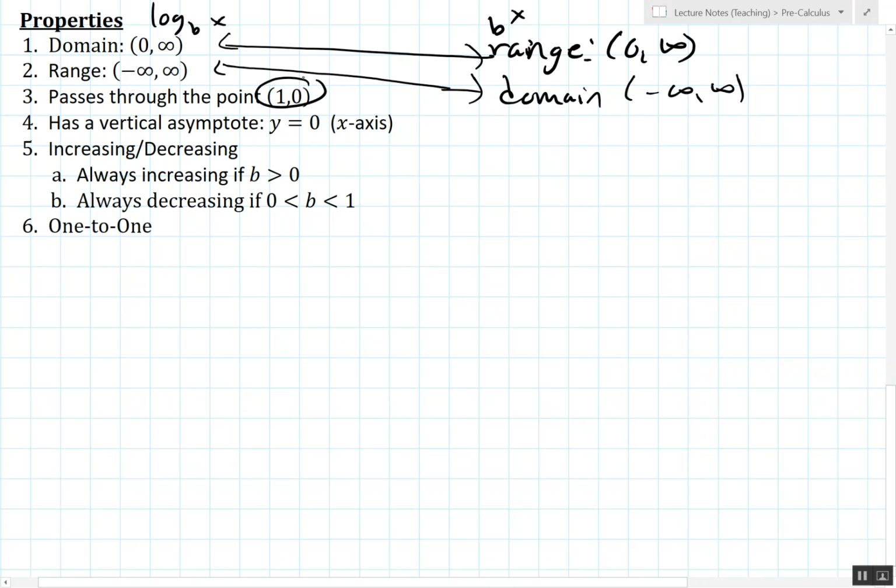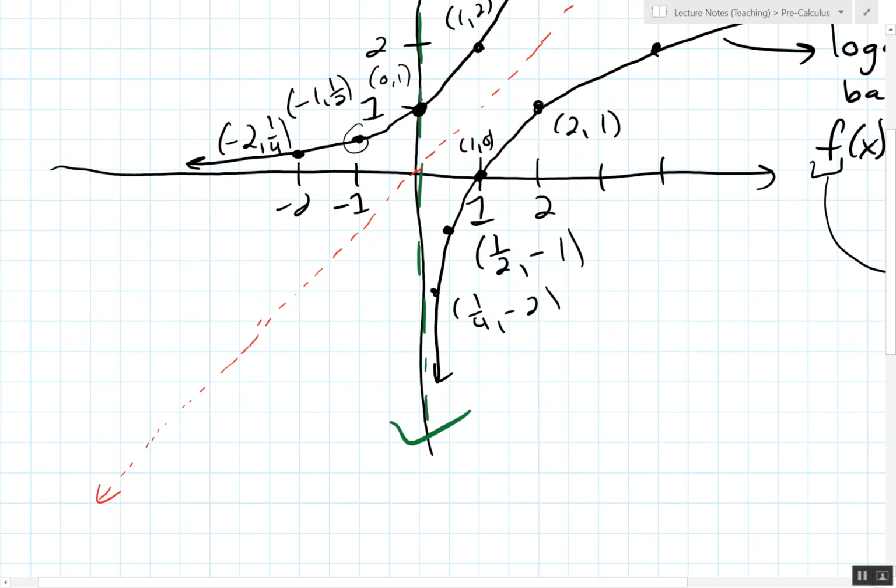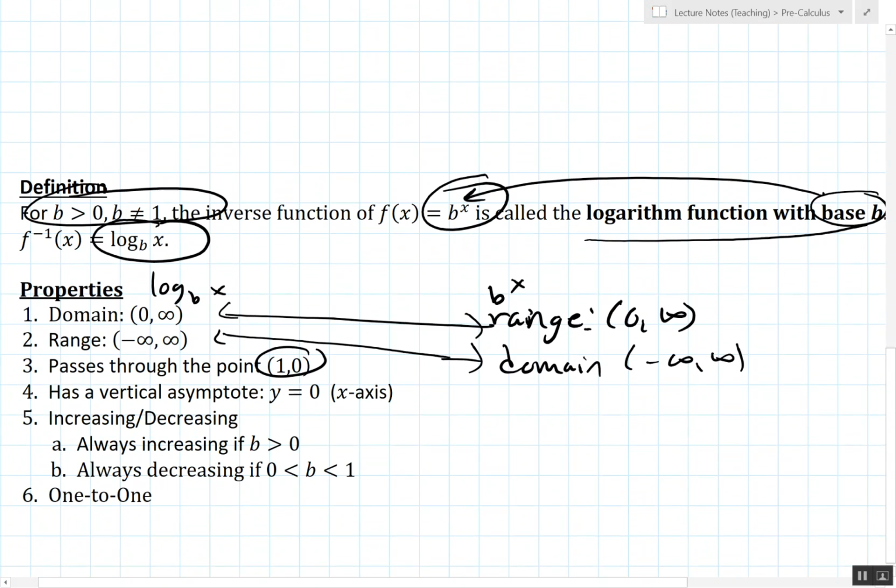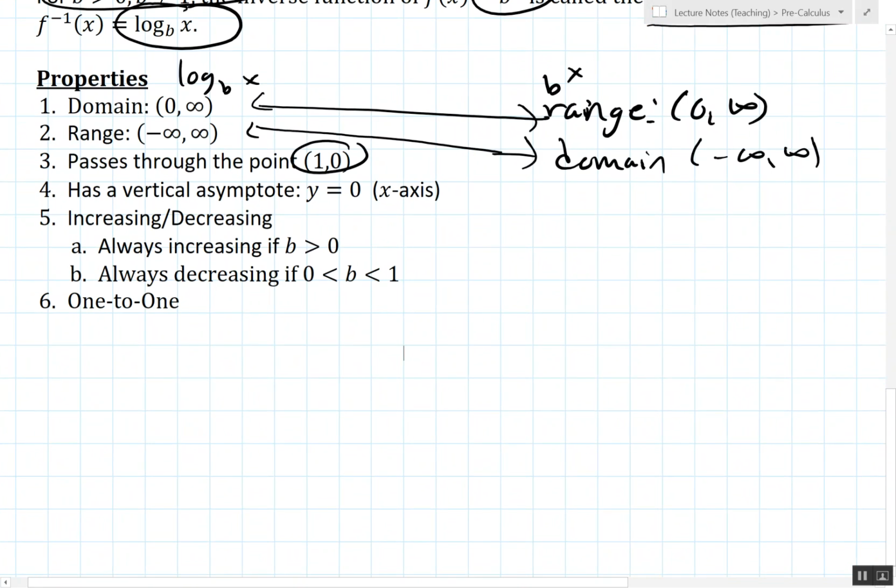It passes through the point 1, 0, and that's because the exponential always passes through the point 0, 1. And so to reflect across this line, all we have to do is switch the coordinates. It has a vertical asymptote x equals 0. I already talked about that. That's the horizontal asymptote getting reflected through the line y equals x, so it becomes now a vertical asymptote.